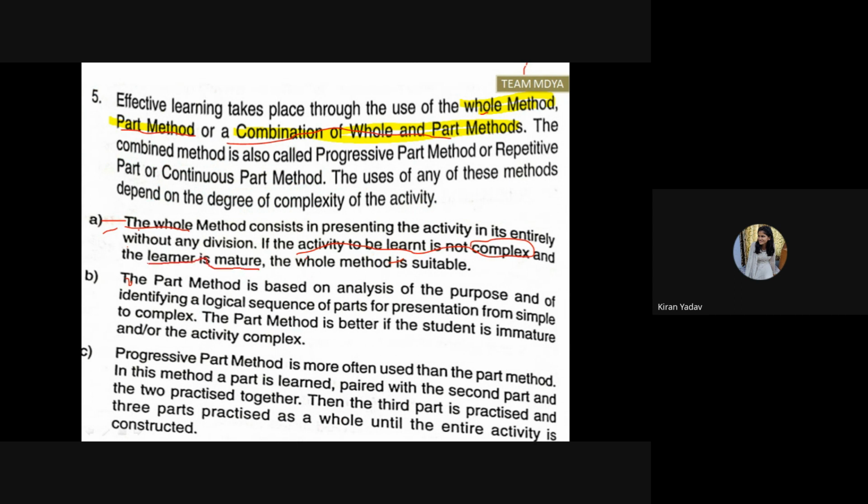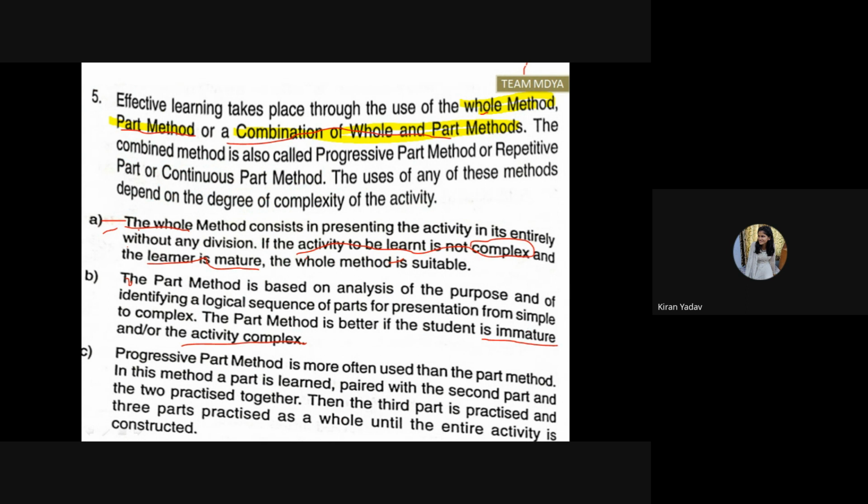Mature learners, then we use whole method. And when do we use part method? We use part method when the activity is complex and students are immature. In part method, the teacher will teach one asana, then another, then the whole Surya Namaskara.